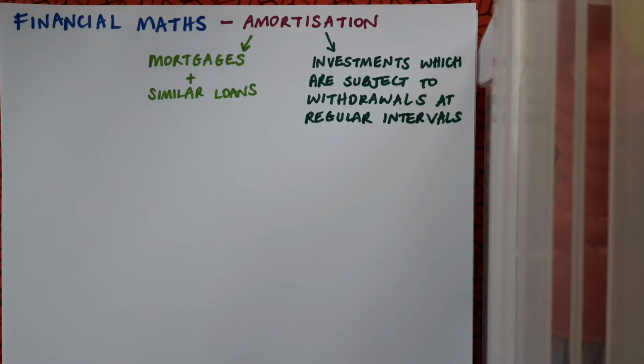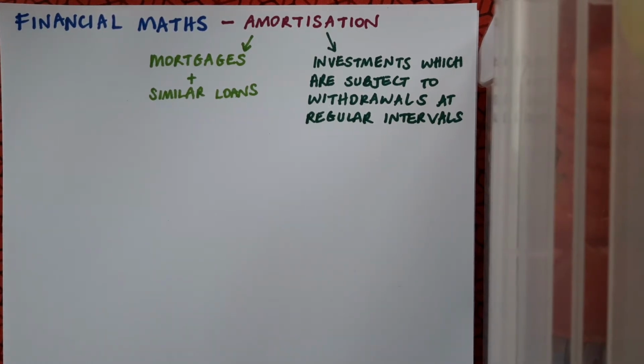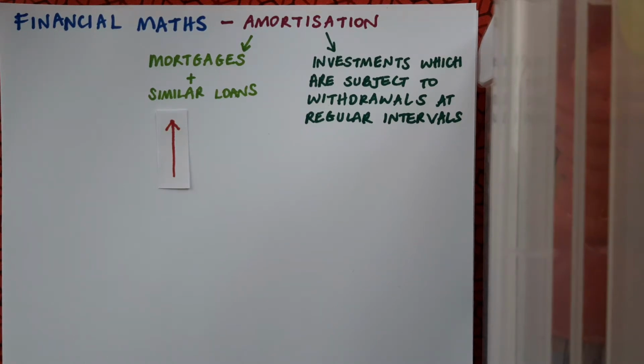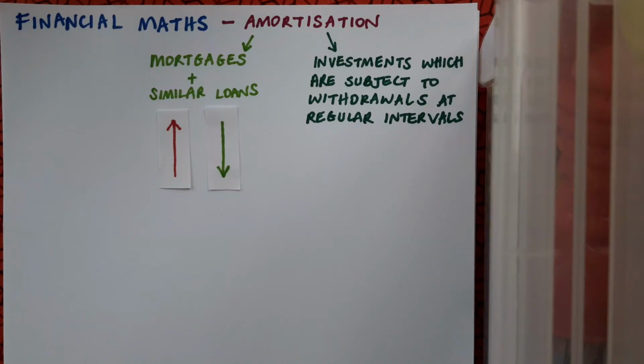Taking the example of the mortgage first. As soon as a mortgage is drawn down from a bank, the amount owed starts to increase due to the accrual of interest. But repayments are made at regular intervals, and these decrease the balance. And this continues until eventually the mortgage is cleared.